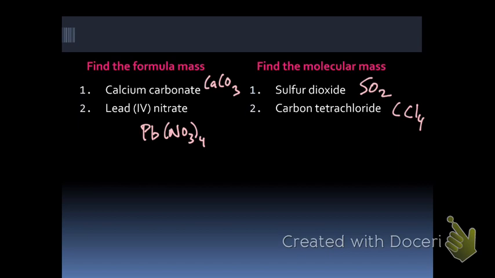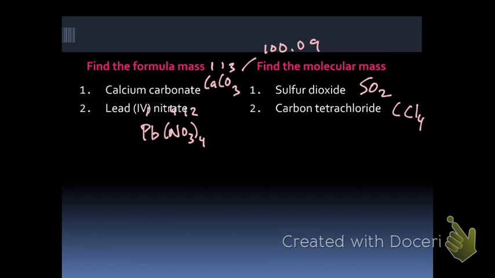Calcium carbonate has 1 calcium, 1 carbon, and 3 oxygens. So calcium is 40.08, plus carbon, which is 12.01, plus oxygen, which is 16 times 3. This gives you 100.09. The next one has 1 lead. This is going to be a little tricky. I have 4 nitrogens and 12 oxygens.